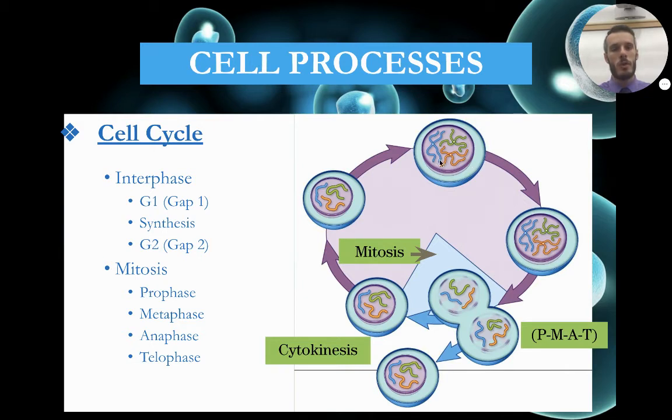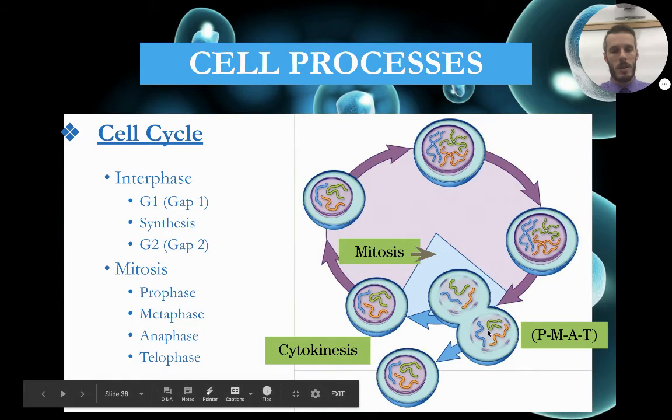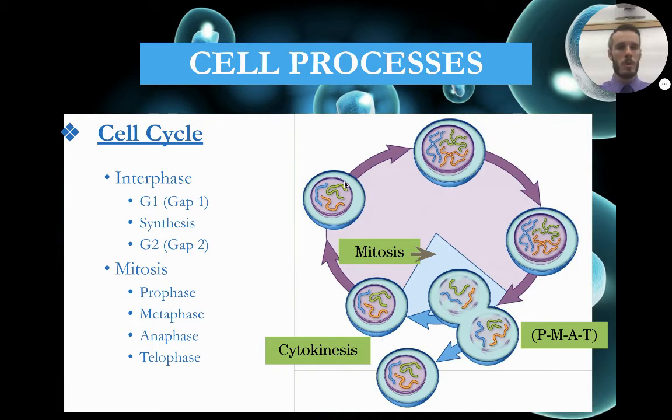So now we have two full sets of DNA, two identical sets of DNA. And then we get to gap 2, which is where more growth is going to happen. And then we finally get to mitosis, which is where the cell will split and make 2 identical copies. And now cytokinesis is where the 2 cells will break apart. And now both of them will start again at gap 1.